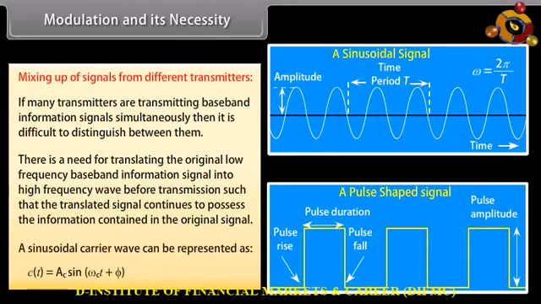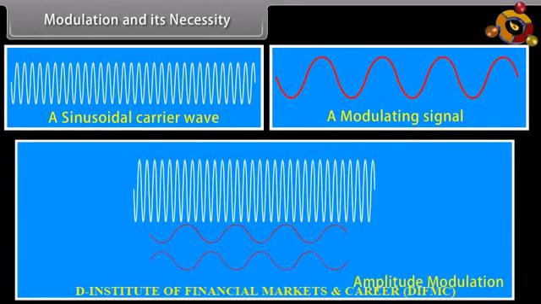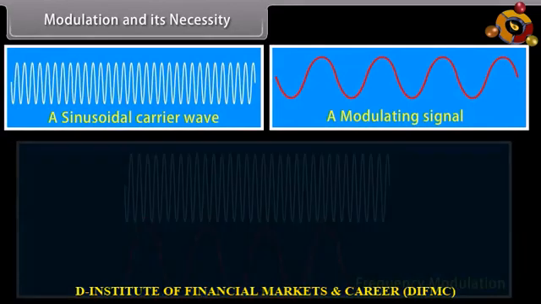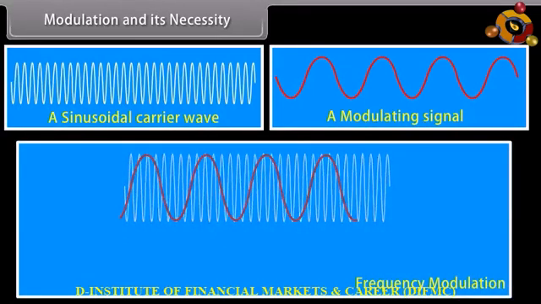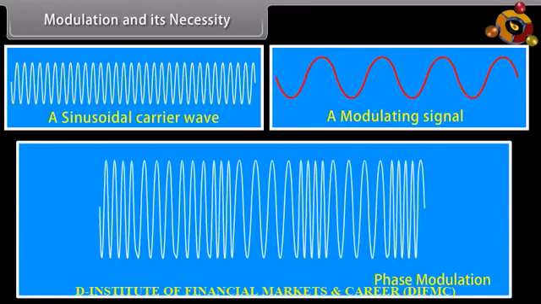A sinusoidal carrier wave can be represented as c(t) is equal to Ac sine (omega c t plus phi). There are 3 types of modulation: amplitude modulation, frequency modulation, and phase modulation.